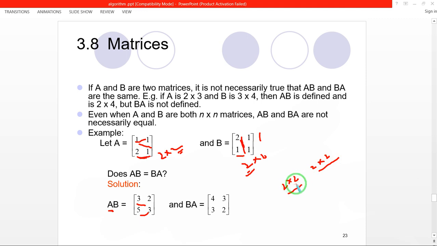So the column of matrix A is always equal to the row of matrix B. Not always. Just the column of matrix A must equal the row of matrix B, and only in this condition can you multiply. It is a simple condition, and you should remember it.